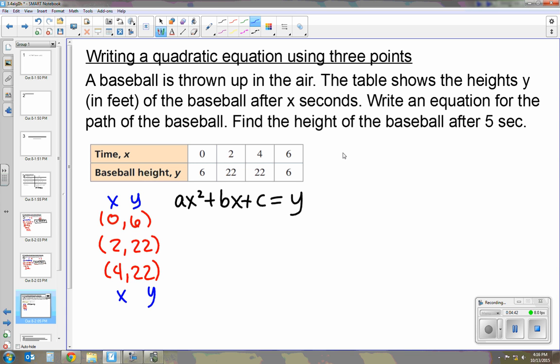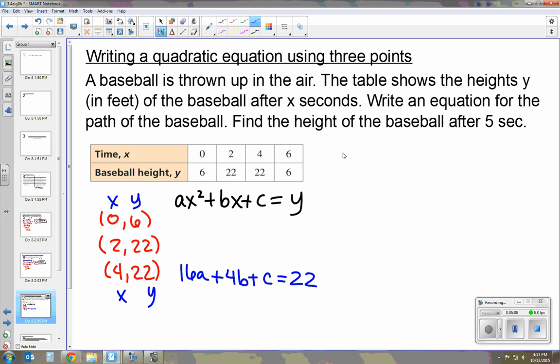I'm actually going to do the last one first for you. So we're going to plug this x and y value into the equation. We don't know our a value, but we do know our x. Our x is 4, so 4 squared is 16, so we have 16a plus 4b plus c equals, which is our y, 22.